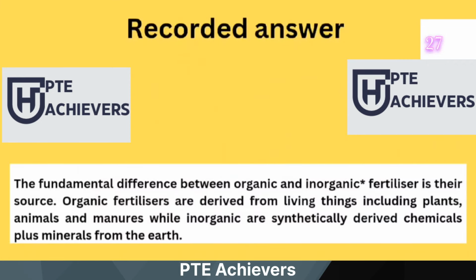The fundamental difference between organic and inorganic fertilizer is their source. Organic fertilizers are derived from living things, including plants, animals, and manures, while inorganic are synthetically derived chemicals plus minerals from the earth.